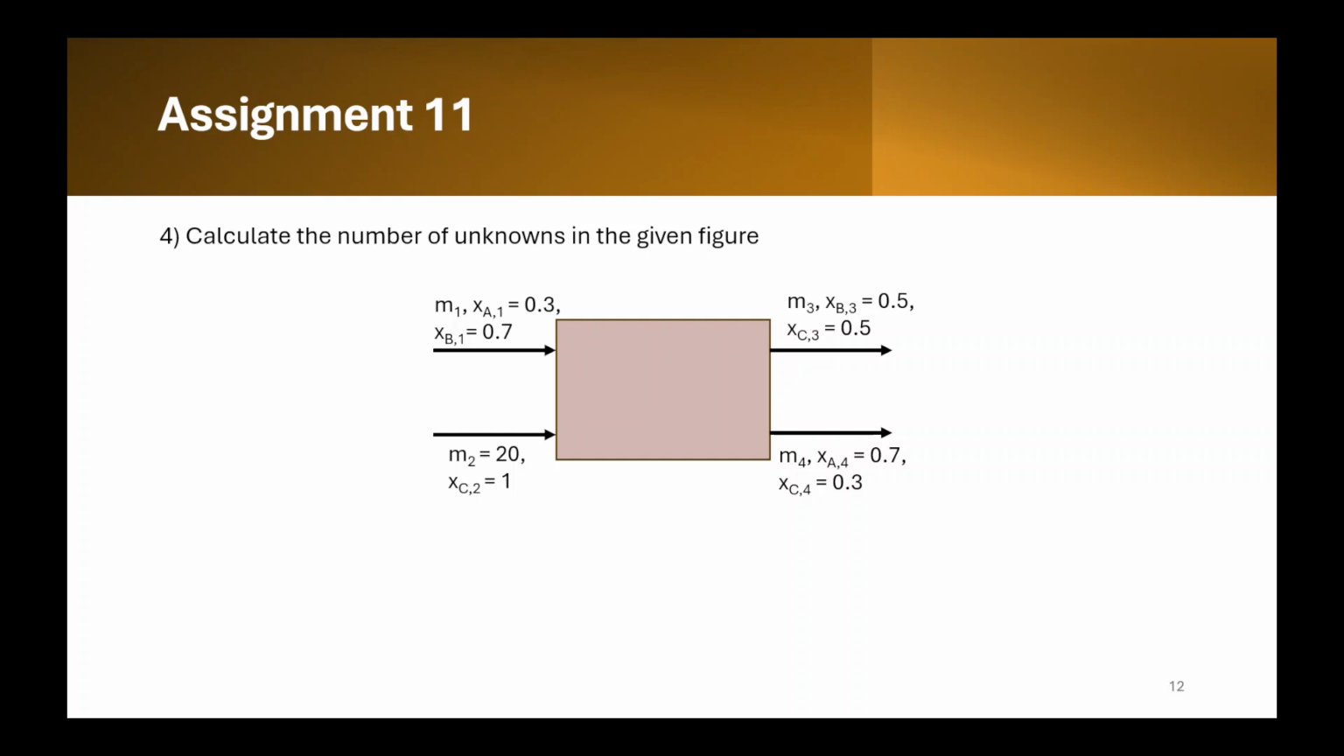Next question, calculate the number of unknowns in the given figure. So there is some process going on here, with inlet streams and outlet streams. You are given some flow rates, and you are given the composition as well for each stream. So how many unknowns are there in this figure? Can anybody give me the answer for this?